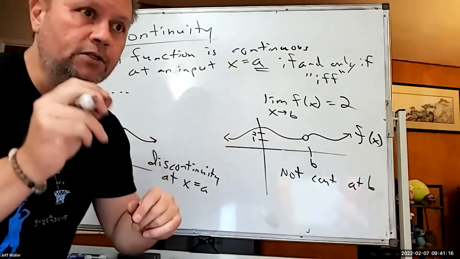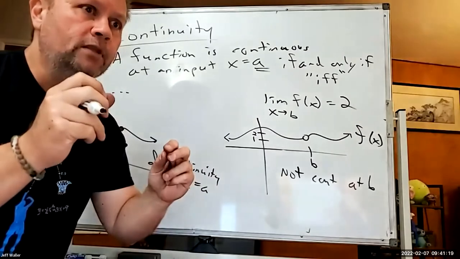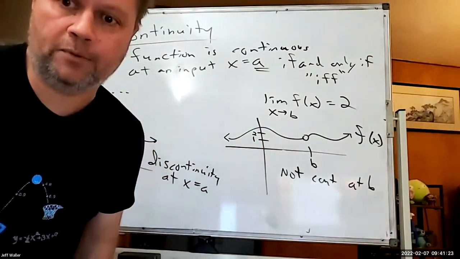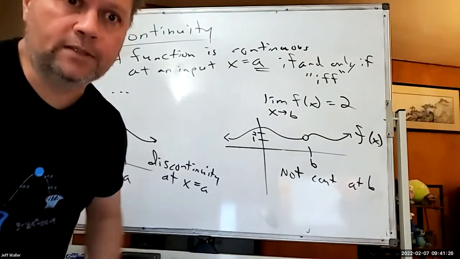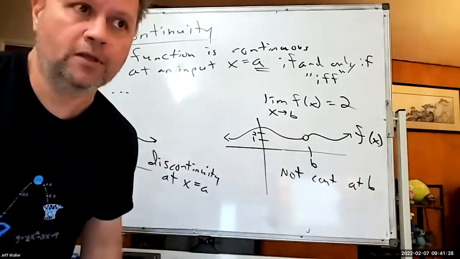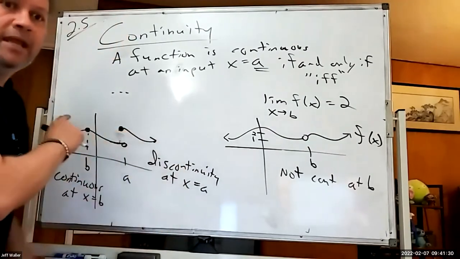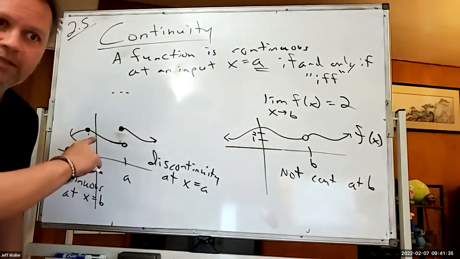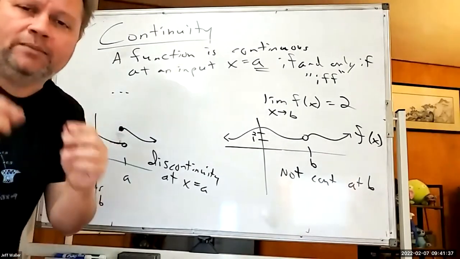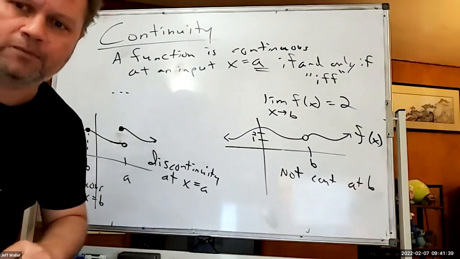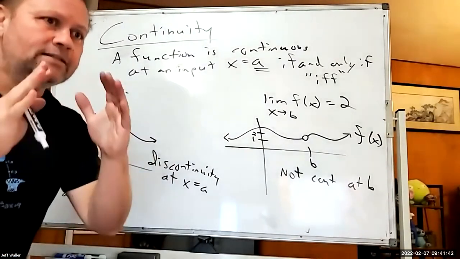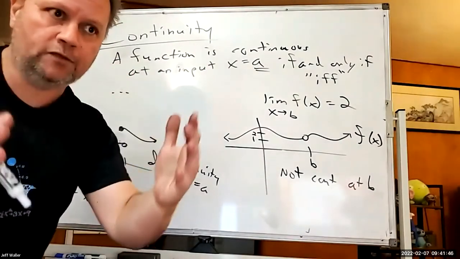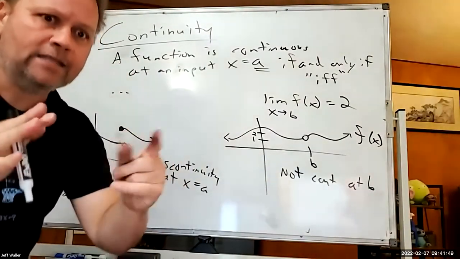So does continuity, is the limit existing enough for something to be continuous at a point? No. But does the limit have to exist in order to maybe be continuous? Is it possible for it to be continuous if the limit doesn't exist? No. So the limit does need to exist. It does, but that's not enough. Does everybody understand so far? The limit has to exist.